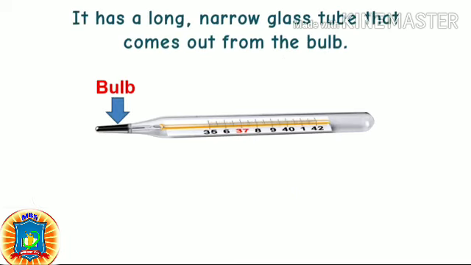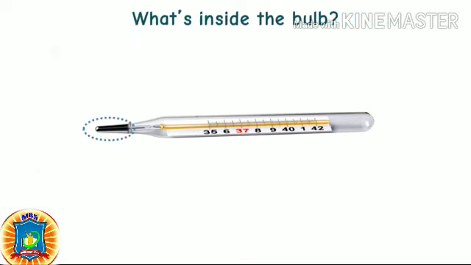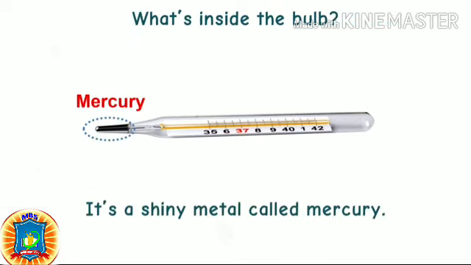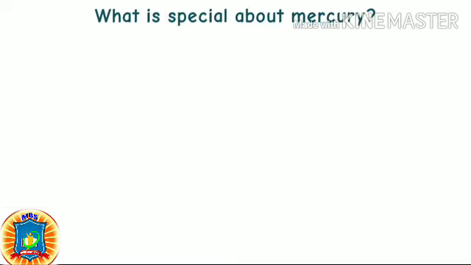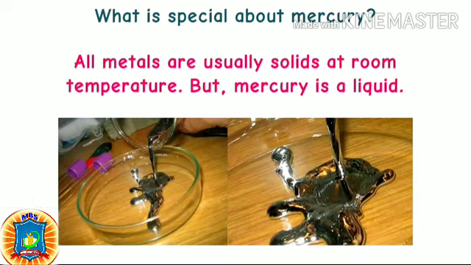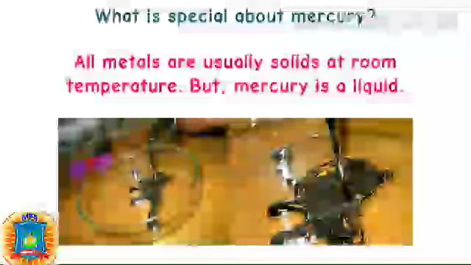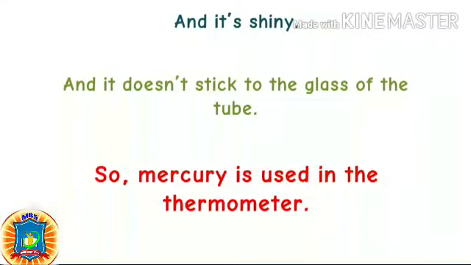It has a long narrow glass tube that comes out from the bulb. What's inside the bulb? Mercury. It's a shiny metal called mercury. What is special about mercury? All metals are usually solid at room temperature, but mercury is a liquid. And it's shiny and it doesn't stick to the glass of the tube, so mercury is used in the thermometer.